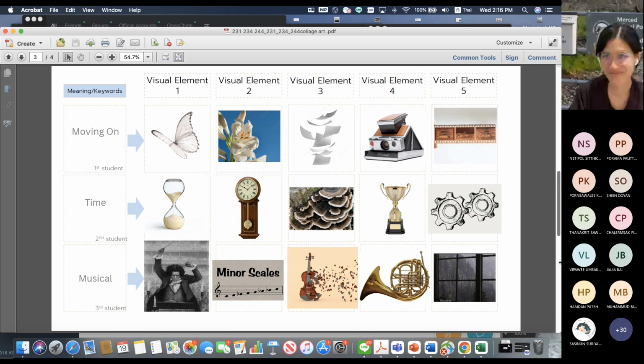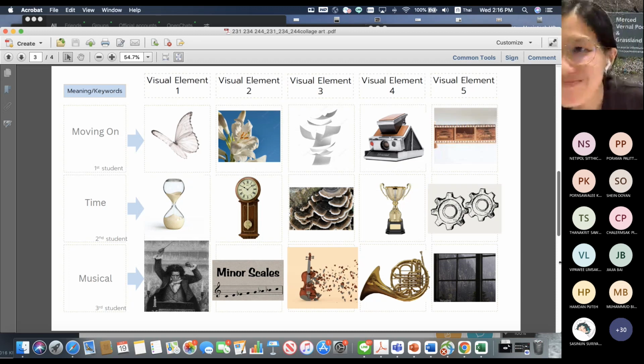Because my main object is the photograph, it can capture the memory in the form of an image, but at the same time, you can use paper to write the feeling that you felt in that moment. And visual element number four, I choose the camera, because it's one of the tools to get the picture, as well as visual element number five, which is the theme. It can work with element number four to create the photograph.